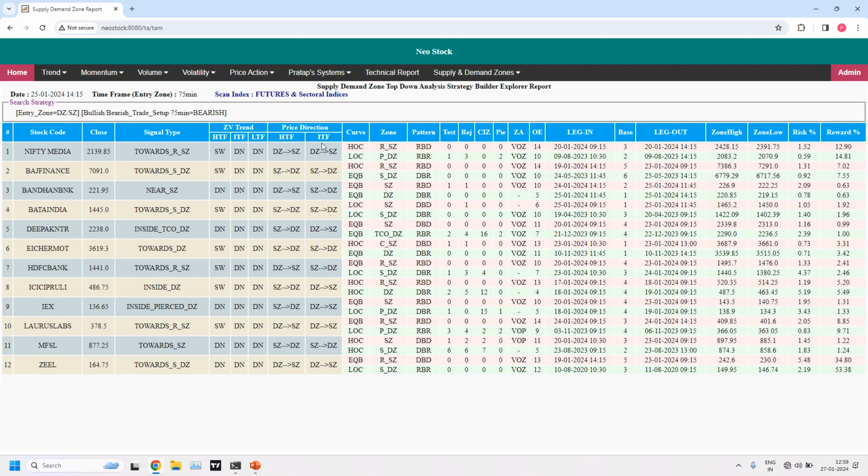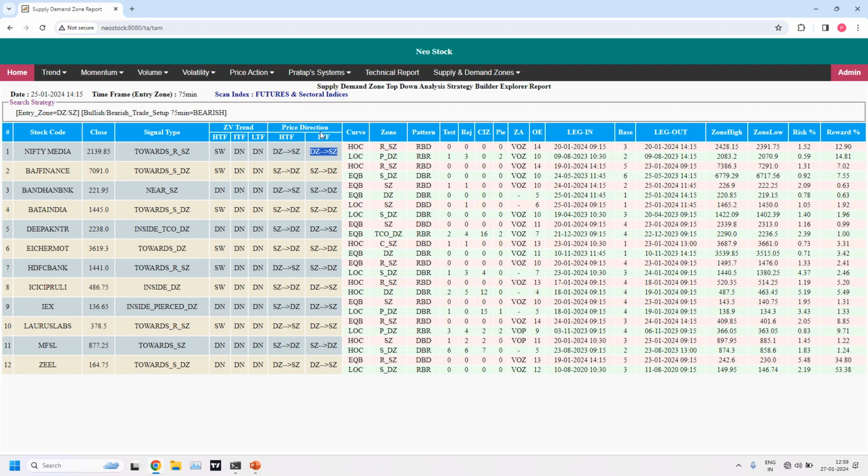And in HTF and ITF, generally for a bearish trade setup, the prices should travel, especially in the ITF time frame, from supply zone to demand zone. But see here, you have demand zone to supply zone. What does it mean? That means your ITF zone and LTF zone are having zone confluence. At present, your ITF prices are traveling from demand zone to supply zone.